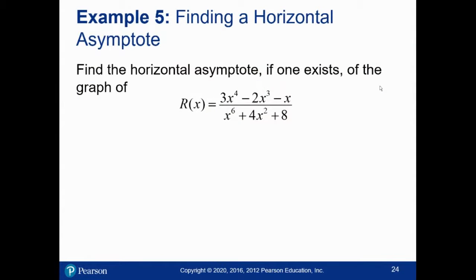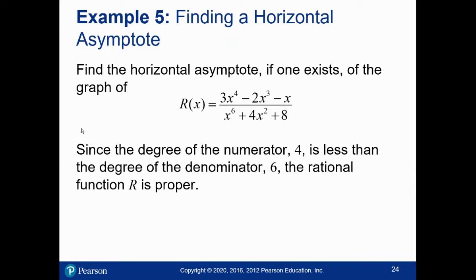Set aside the problem of vertical asymptotes. That was the last video. Eventually, you'll have to do both, but for now, just find horizontal asymptotes. So what you should ask is, what's the degree of the numerator? What's the degree of the denominator? Which is bigger, or are they equal? And then follow the steps on the previous slides.